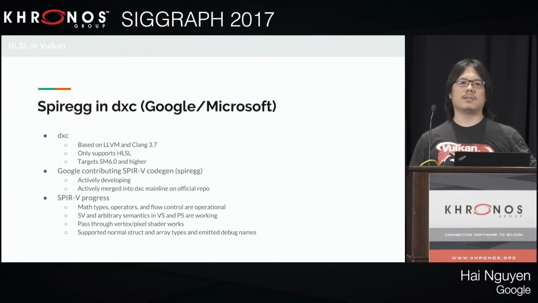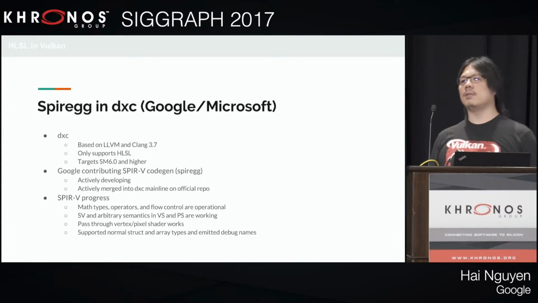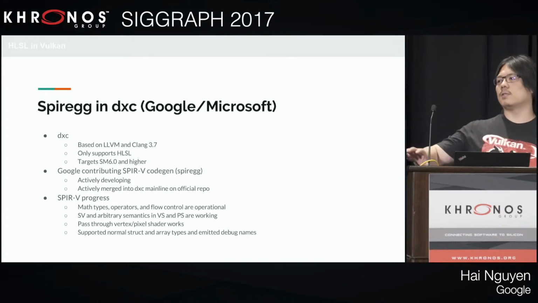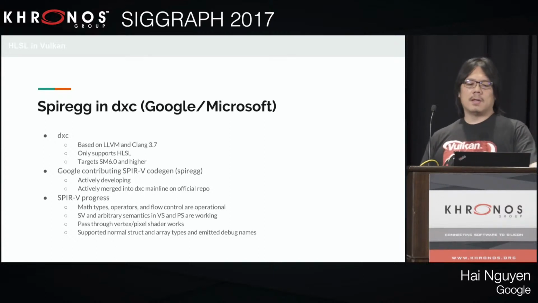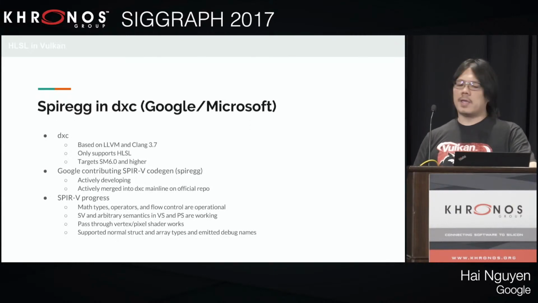Essentially what it does is it takes the front-end code that is generated by the DXC compiler, and it generates SPIR-V as a result. It's an active project within Google, and this is a project that is being worked on with Microsoft, so all the changes are being merged in actively.